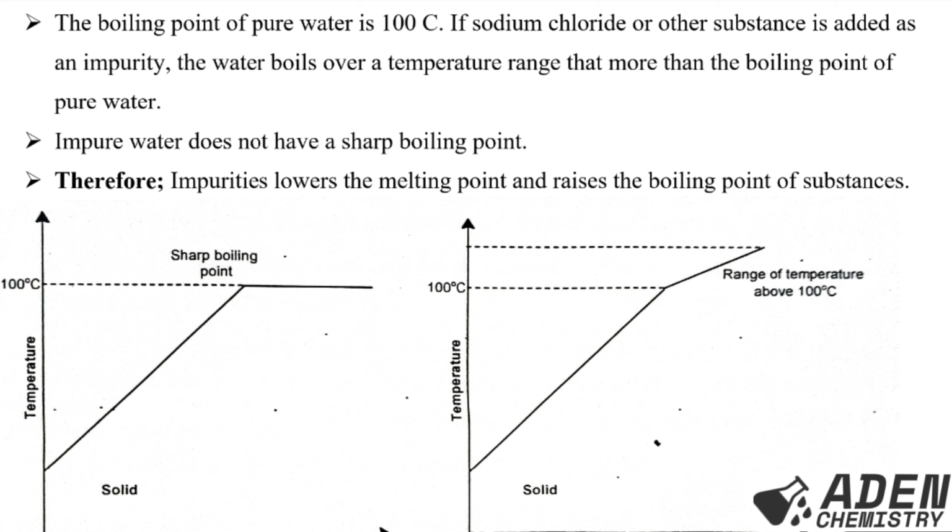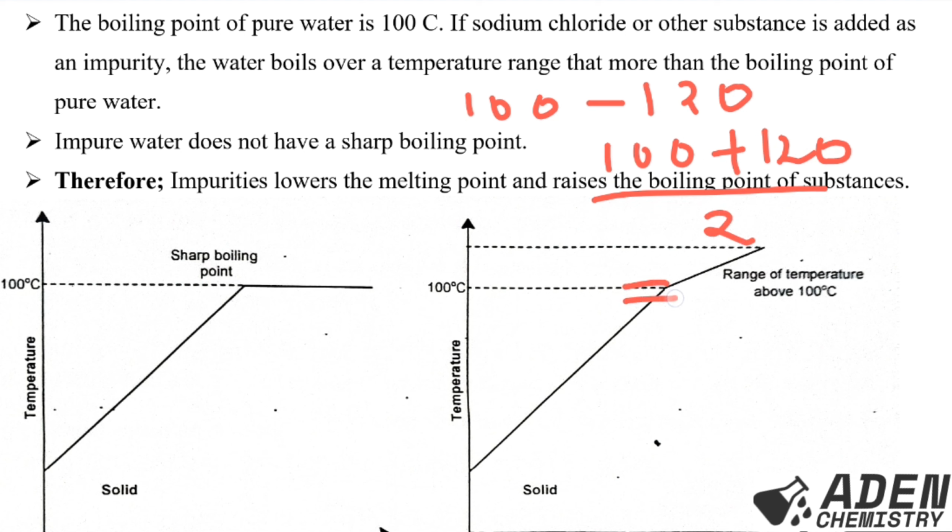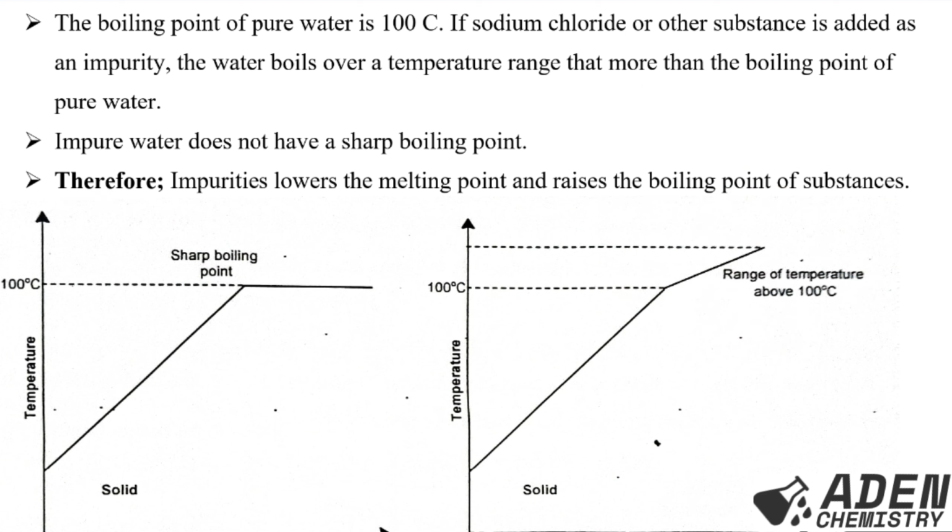For example, if we have a temperature range of between 100 and 120 degrees Celsius, to get the average we take 100, add 120, then divide by 2. Here we get 110 degrees Celsius. But the boiling point of water is 100 degrees Celsius. Therefore, impurities lower the melting point and raise the boiling point of substances.